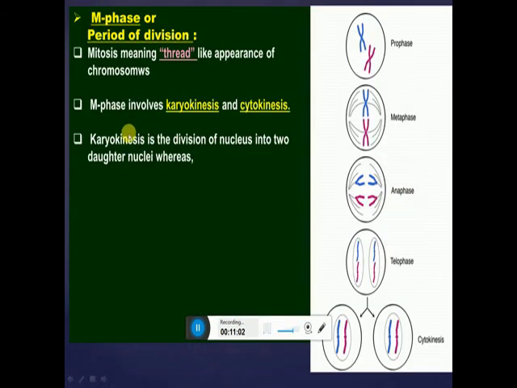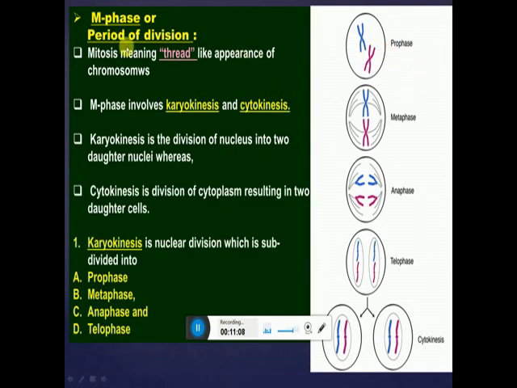Then we are moving toward the M phase, that is mitosis. Mitosis is also referred to as the period of division, or the M phase. Mitosis means threads. The thread-like appearance of chromosomes is clearly visible, so it is called mitosis. Mitosis can be divided into two large categories, karyokinesis and cytokinesis. Here karyon means nucleus, so division of the nucleus is karyokinesis. Division of cytoplasm is cytokinesis. So karyokinesis plus cytokinesis equals mitosis.